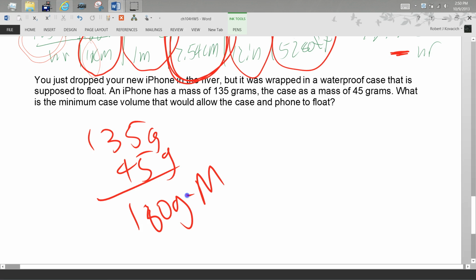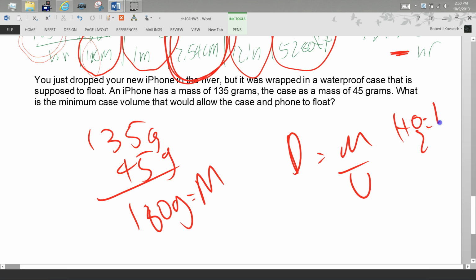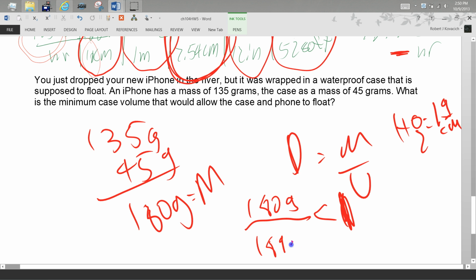So this is my mass number, and since density is equal to mass divided by volume, and the density of water is 1 gram per centimeter cubed, if I put 180 in the numerator, and I need a number that is smaller than 1 over here, this answer has to be less than 1. What goes down here? At least one. Anything that's bigger than that, right? So 181 centimeters cubed would work. Anything larger than 180 is going to work for you.